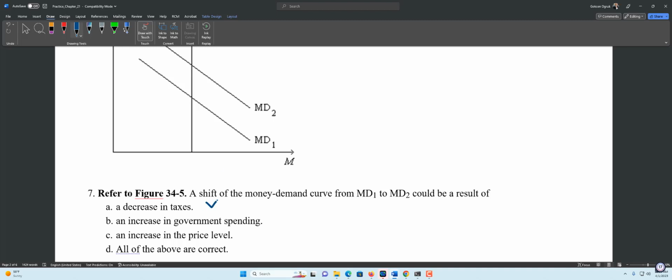So this is correct. An increase in government spending. When the government spends money, this becomes extra income for the people. Therefore, when people have more income, they spend more. That will increase money demand as well. An increase in the price level is also a reason, because now you need more money to buy the same goods and services when prices are higher. Therefore, all of them are correct.